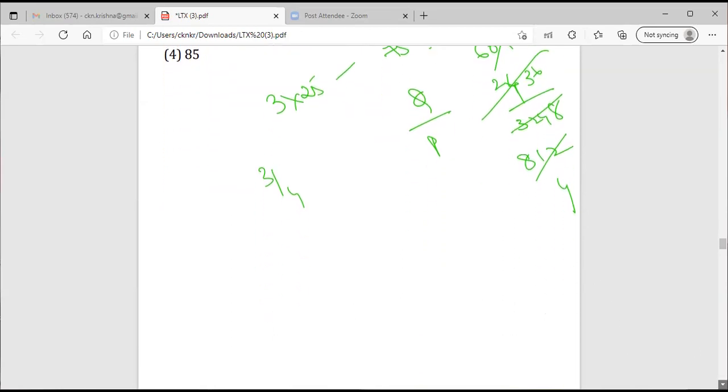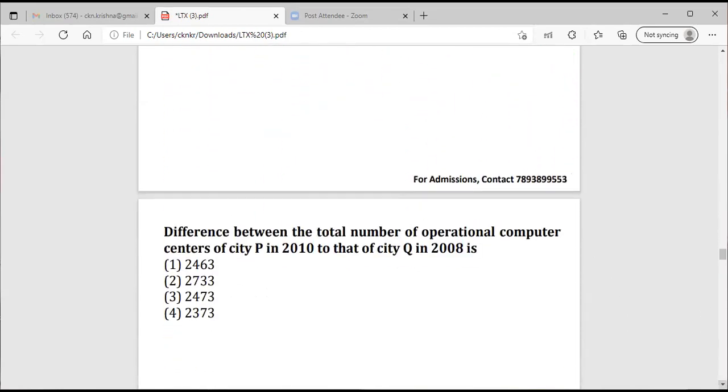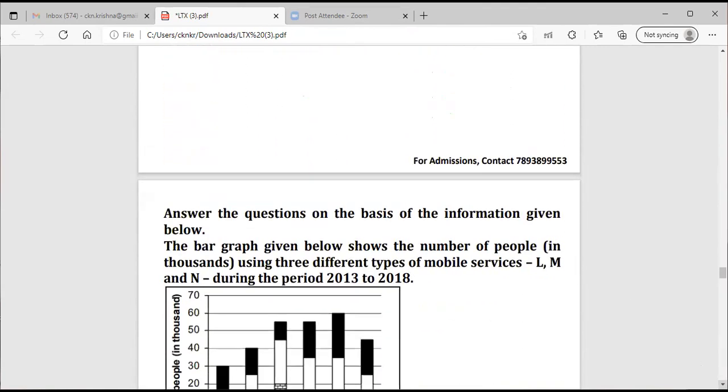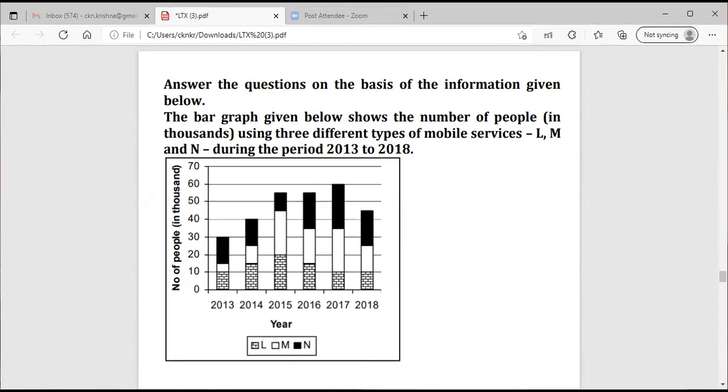Let us see the next question. Difference between the total number of operational centers in city P in 2010 to that of city Q in 2008 is easily something you all can directly solve. You don't require anyone to solve the problem. This is a little important. I intentionally kept the data here. Let's see this.